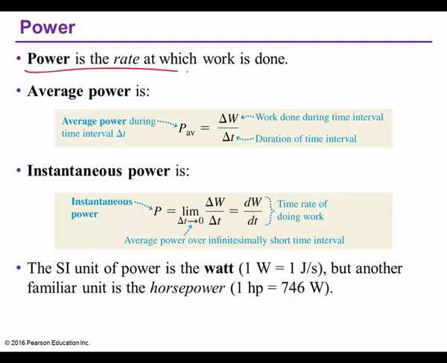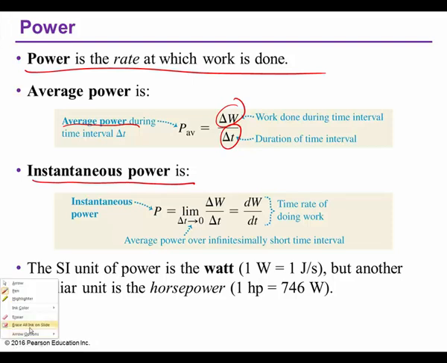How do we define it? Rate at which work is done. There's your good definition. Notice that if we want to know average power, we just do the change in work divided by the change in time. However, if we want to know instantaneous, that right there ought to send up a red flag when you hear the word instantaneous. You know what we're going to do.